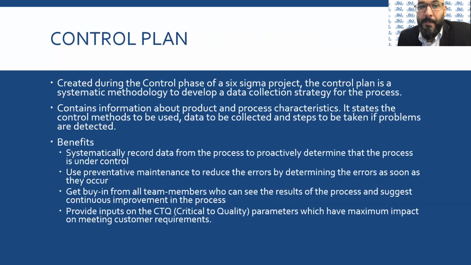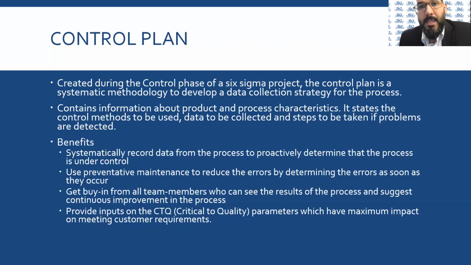This plan will contain information about the product and the process characteristics. It also states the control methods to be used, data to be collected, and steps to be taken if a problem is detected. So these are really important. What we're looking for: control methods, what techniques you will be using to control the implemented solution, data to be collected, and steps.